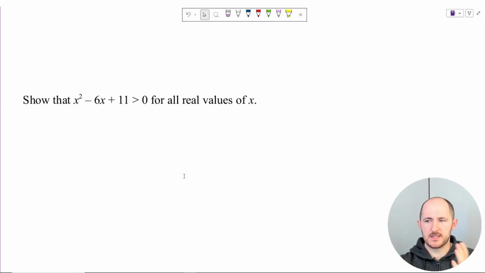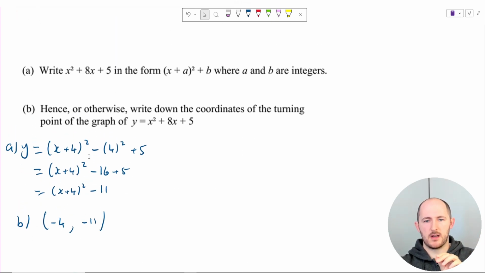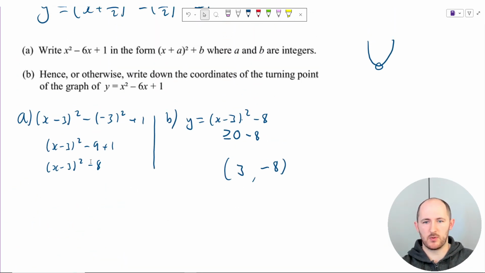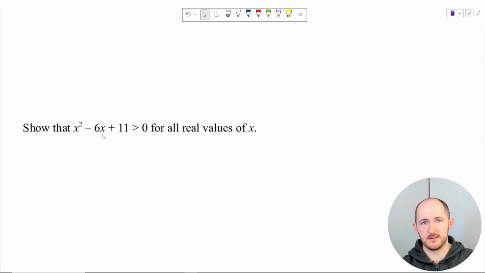Okay, let's look at some more interesting applications of this. So here we get: show that x squared minus 6x plus 11 is bigger than 0 for all real values of x. Now, again, this is a completing the square video, so you know we're going to be completing the square, but let's think of the logic for a second. In the last two questions, we worked out the turning points for quadratics. In other words, we worked out the minimum value of y, or the minimum value that a quadratic can take. In this case, the smallest value a quadratic can take is minus 11. And in this case, the smallest value our quadratic can take is minus 8.